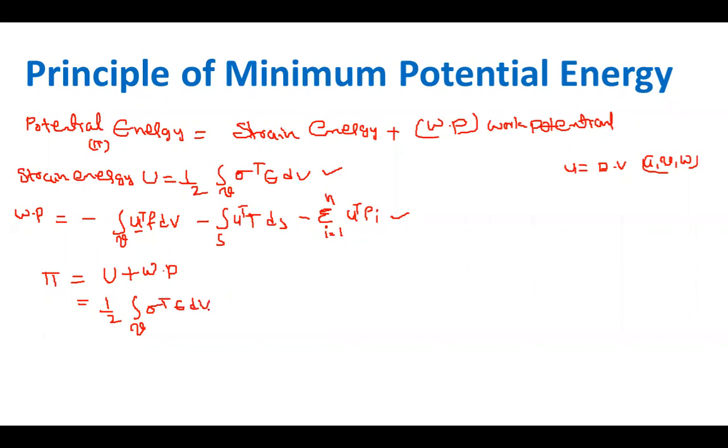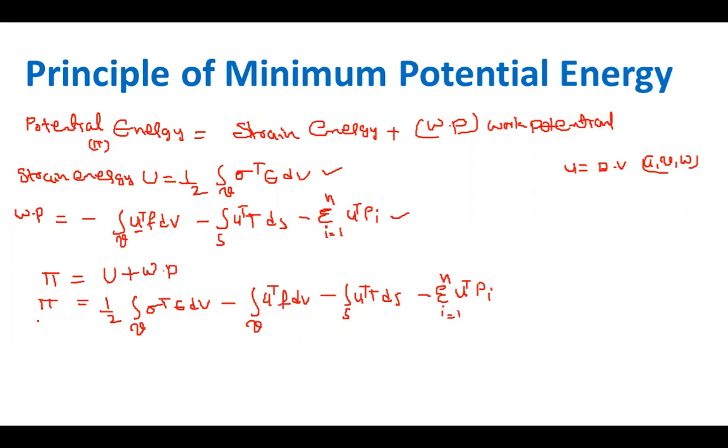Then plus the work potential; automatically the plus into minus becomes a minus of the volume integral of U transpose, which is the nodal displacement, into F into dV. The next parameter would be the minus of the surface integral of U transpose T into ds. And the last parameter would be the minus of the summation of i equal to 1 to n of U transpose into P suffix i. So this is called the potential energy equation.